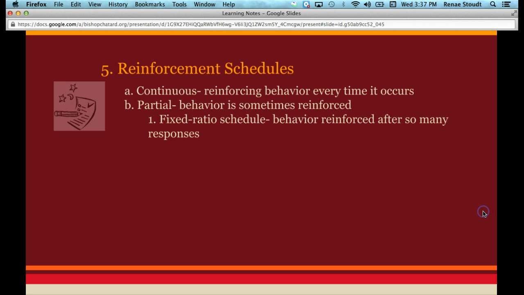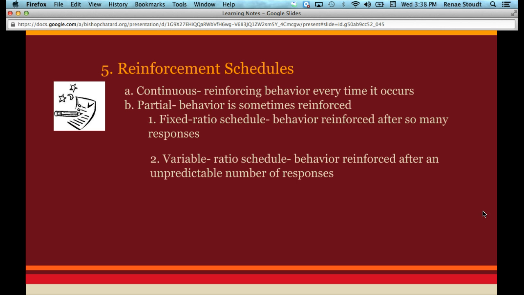That's a fixed ratio schedule because after so many behaviors, then you get reinforced. Same thing with your homework checks. After so many homeworks, I'm going to go and collect your homework and check your homework. A variable ratio schedule is where behavior is reinforced after an unpredictable number of responses. So you have no idea how many times you have to respond before you get reinforced. Example of this, bonuses.